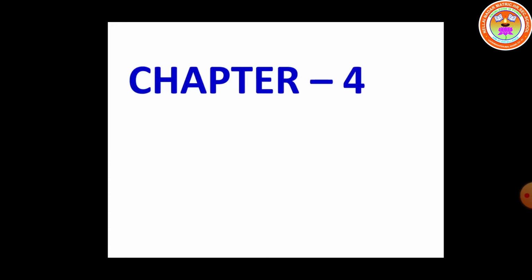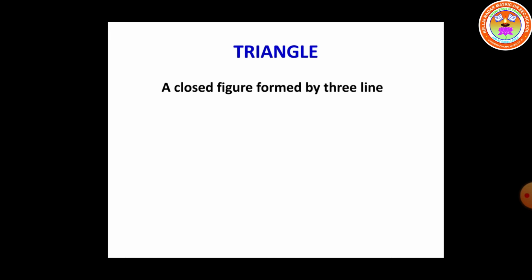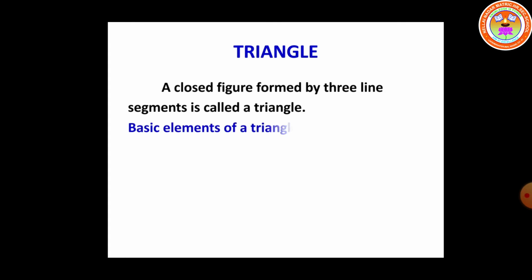Welcome dear children. Today we will see the next chapter for geometry. First of all we will see about triangle. A closed figure formed by three line segments is called a triangle. See the given diagram. From that we can learn about basic elements of a triangle.